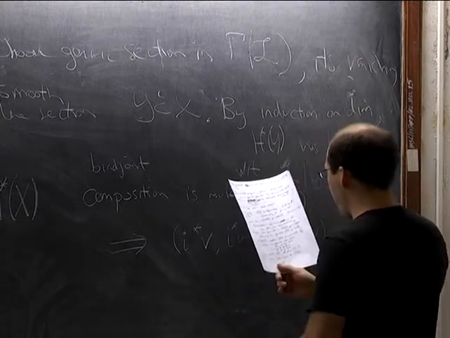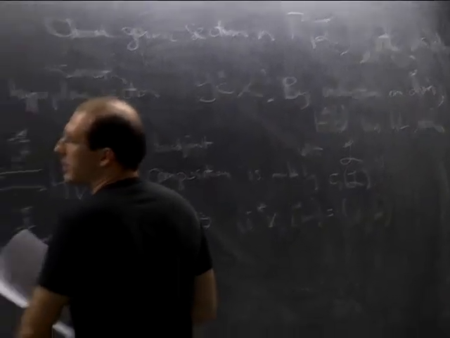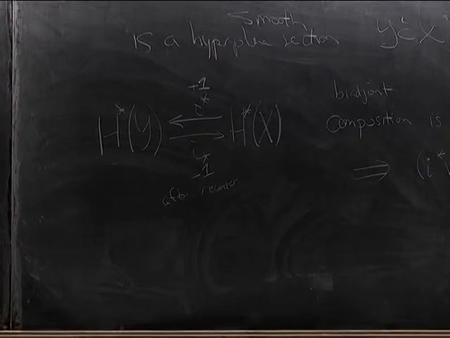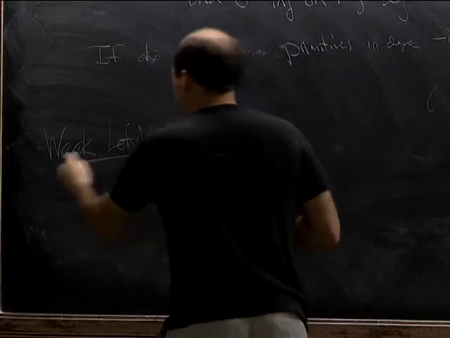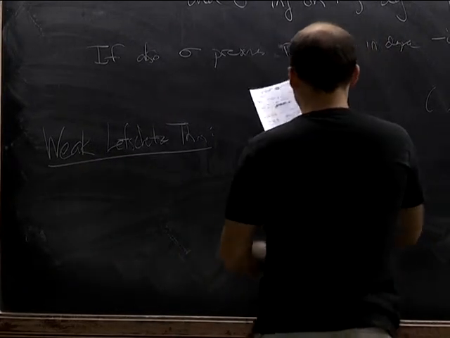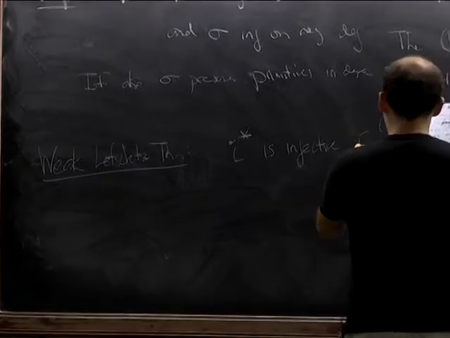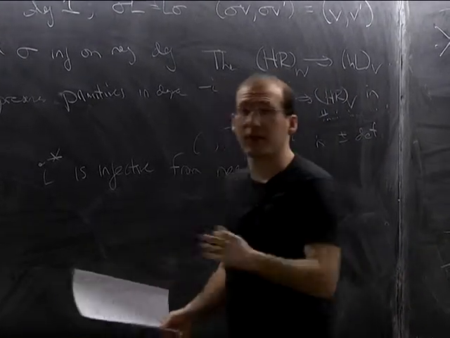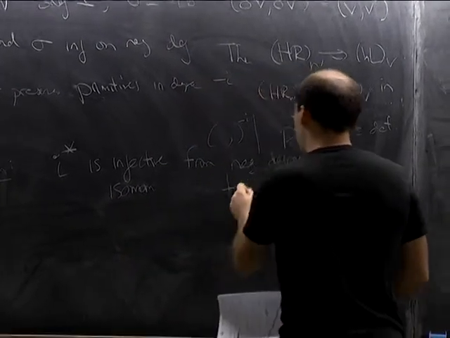Okay. So then the crucial step is the weak Lefschetz theorem. I'm going to leave the proposition up. So the weak Lefschetz theorem is what allows us to use this proposition, okay? And it's the statement that this pullback is injective from negative degrees. And in fact, it's an isomorphism to negative degrees.